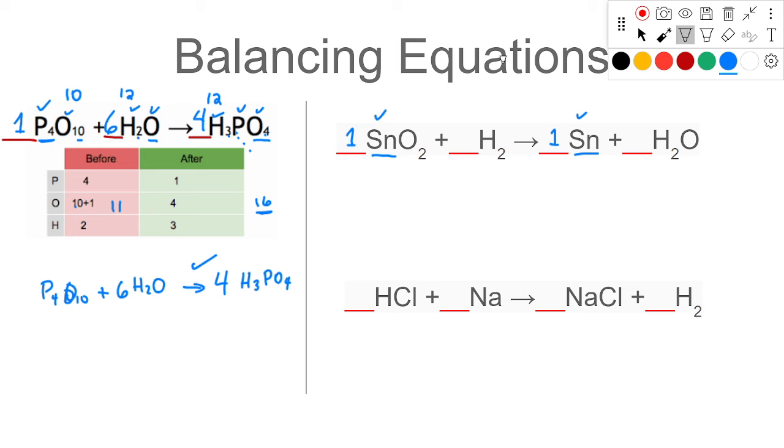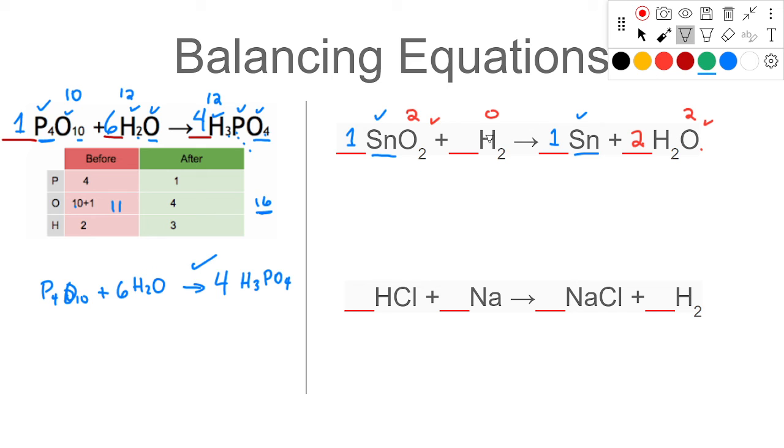Right here, I'm going to change color too. I've got 2 oxygens here. I have none right here. This comes in 1 pack, 1 per water molecule. So I need 2. Let's put a 2 right there. If I had 2 waters, then I'd have 2 times 1 would be 2 on that side, and the oxygen would be happy. But does that work with my hydrogen?